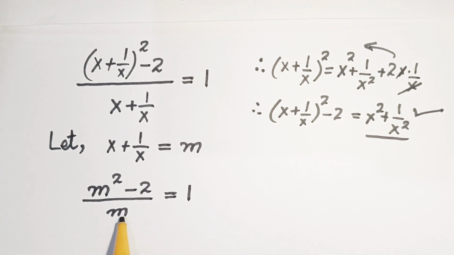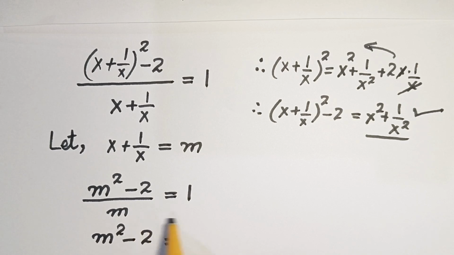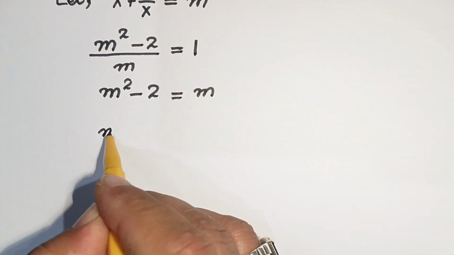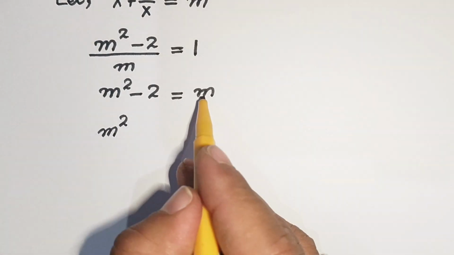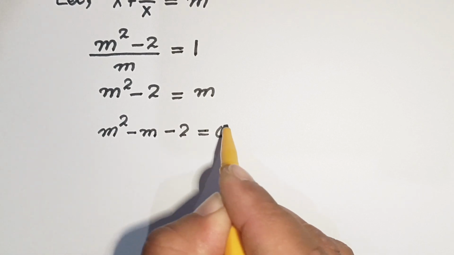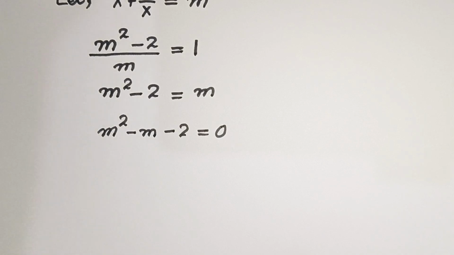Now multiplying this m on both sides, we get m squared minus 2 is equal to m times 1, which is m. So our next step is shifting this m. We have m squared, now shifting this m, we have minus m and minus 2, which is equal to 0. So it is a nice quadratic equation, and we have to find the value of m. Now we are going to use the factorization method here.